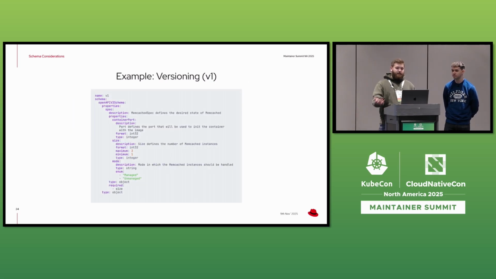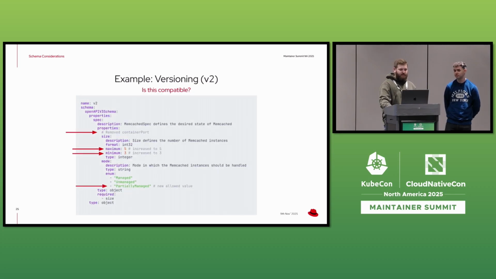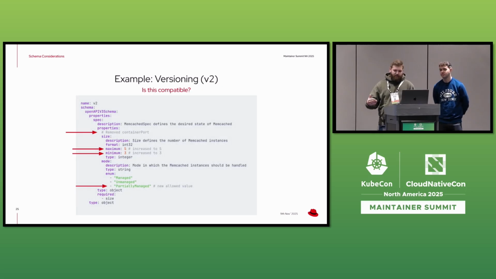So then we can go and we'll look at an example for versioning. This example is going to be without considering conversion webhook, just for simplicity. But so we've got a V1 here, we've got a few fields. It expands kind of on the last example, but we added a container port field. So we go through here and we see we removed that container port field. We did a similar thing, increasing maximum minimum, adding a new enum. And we want to know, is this compatible?